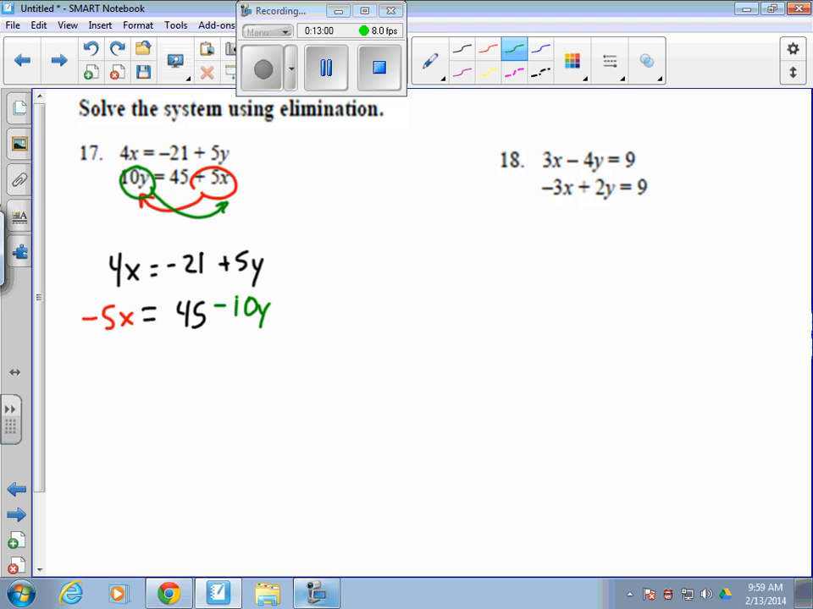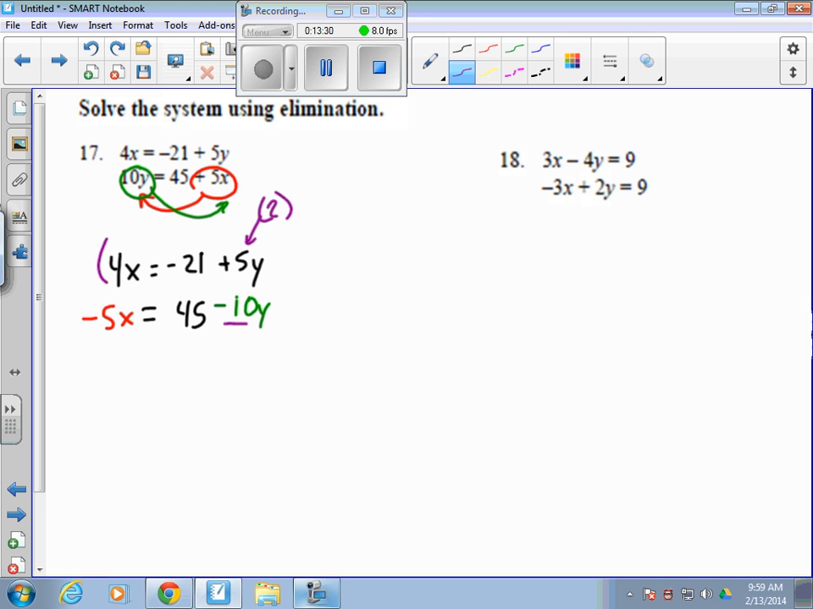You can make 4 and negative 5 turn into 20 and negative 20, or you can make 5 and negative 10 turn into 10 and negative 10. That's the better way to go, because you already have one as negative 10. So we want to multiply this 5 by whatever number we can to make it the opposite of negative 10. The opposite of negative 10 is 10.